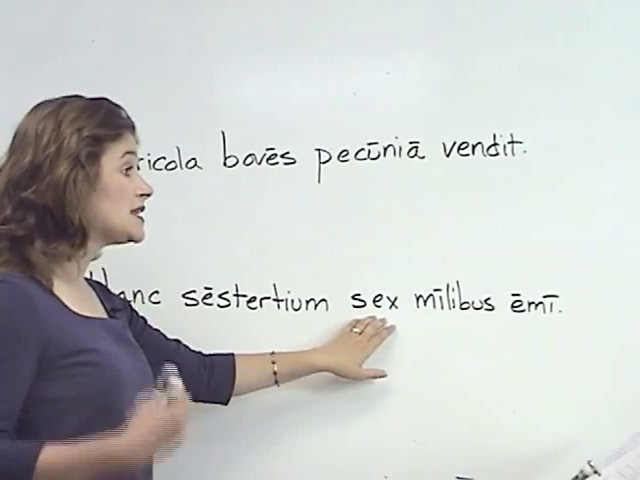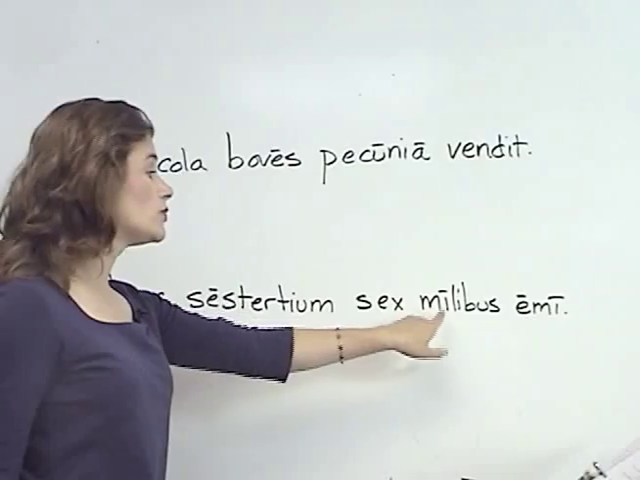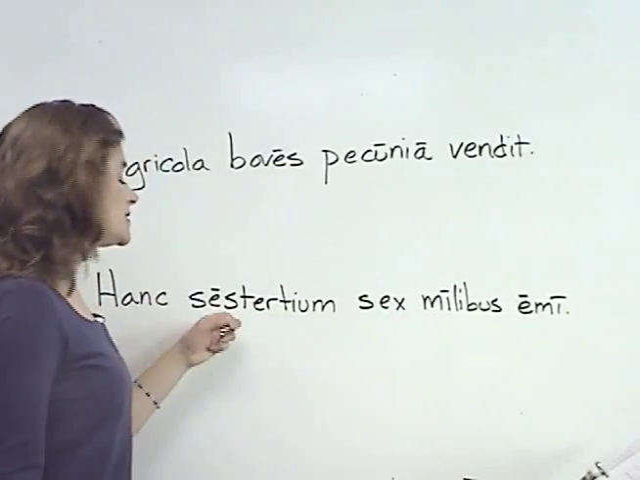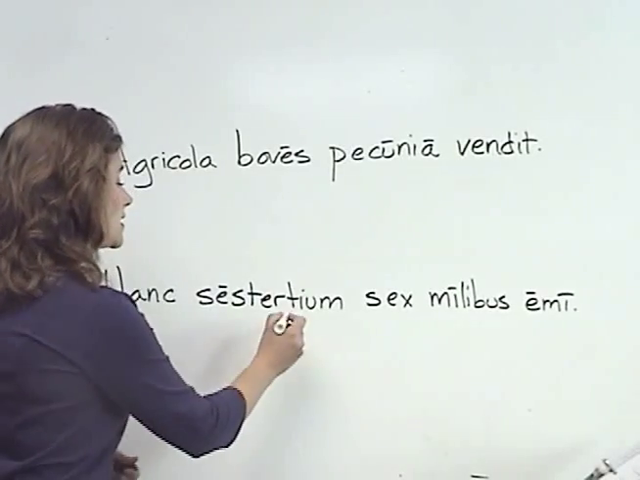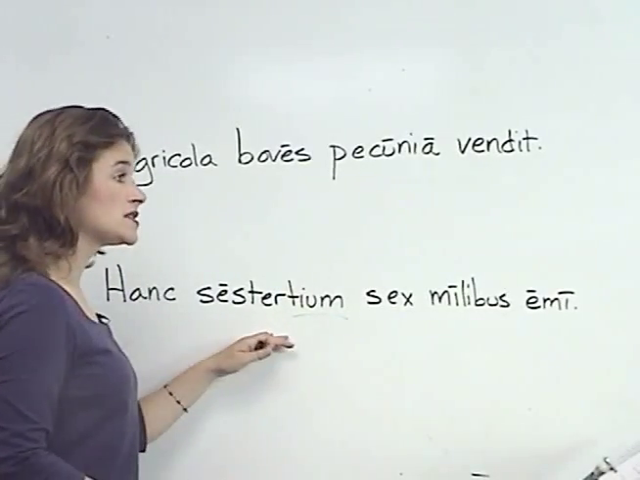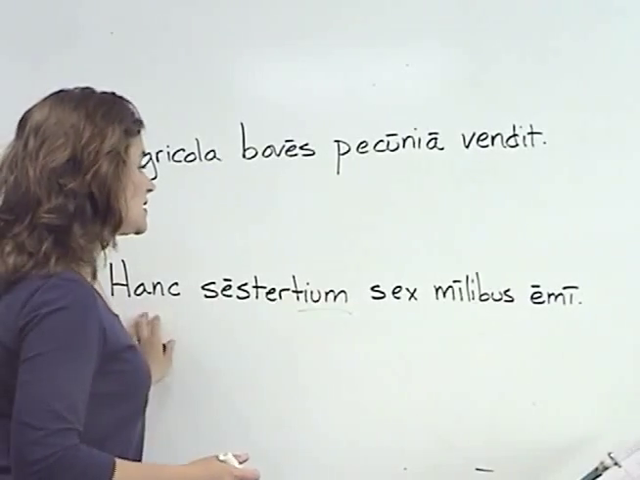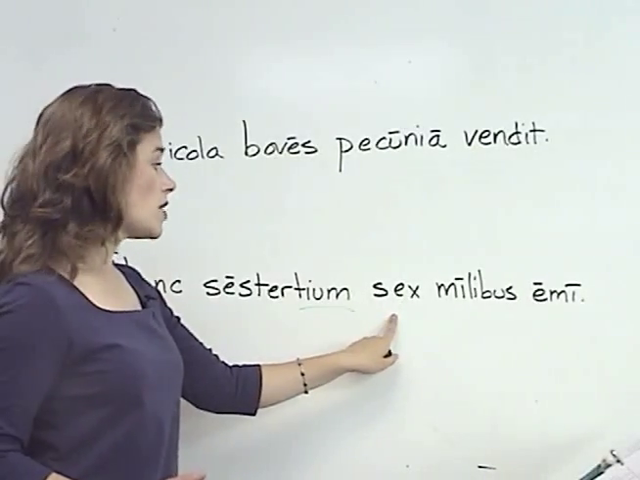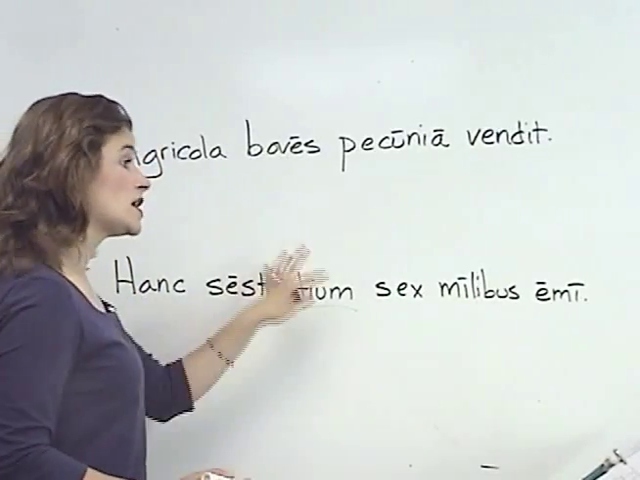Notice sex is a cardinal number. It cannot decline, but it's paired with millibus, 6,000s. Sestertium, of sesterces. Notice this one is a genitive. A sesterce is a unit and amount of Roman money. So I bought this thing for, here's my ablative price, 6,000s, sestertium, of sesterces.